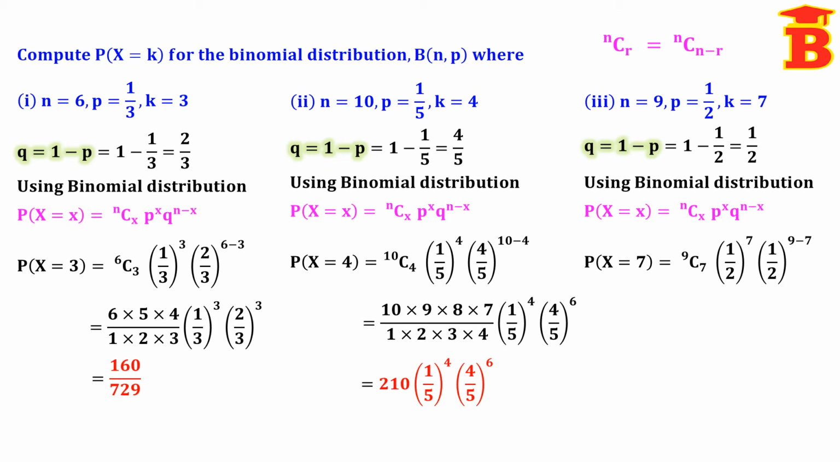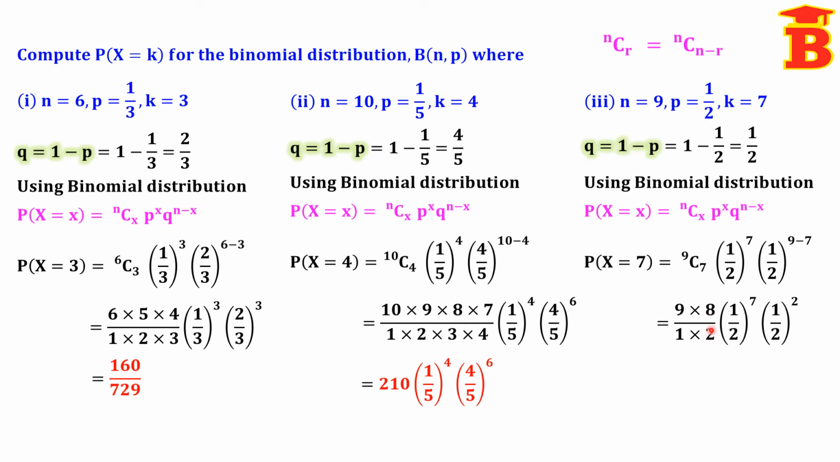This 9C7 can be taken as 9C2 using the formula nCr equal to nC(n minus r). That is 9C7 equal to 9C(9 minus 7), that is 2. So 9C2 means we can reduce easily. Just reduce 2 times only. So 9 into 8 divided by 1 into 2, into the remaining brackets (1/2)^7 into (1/2)^2.